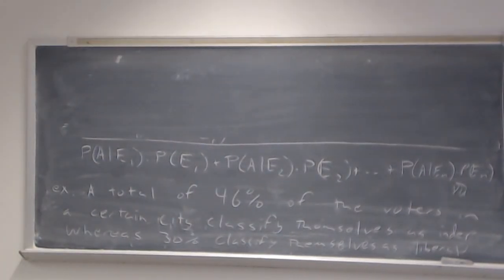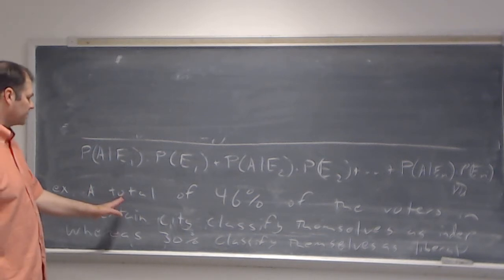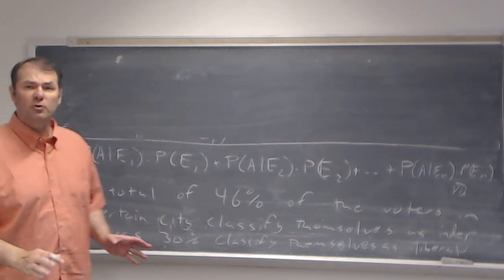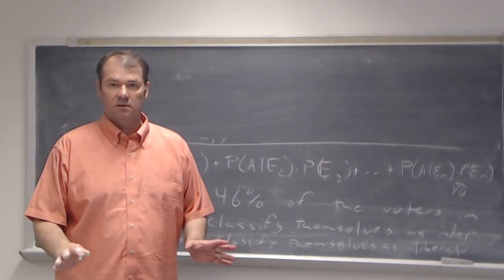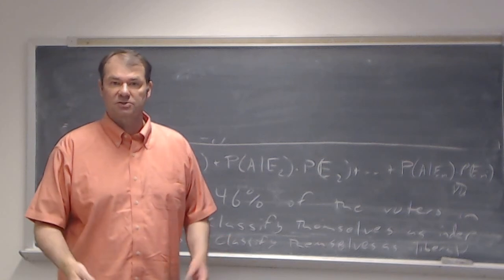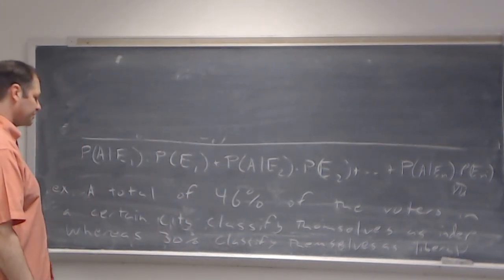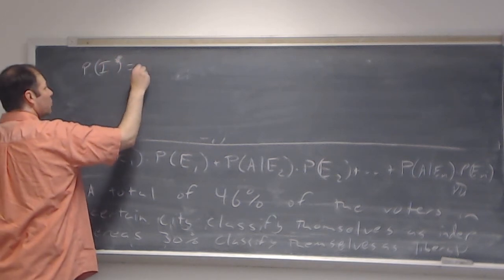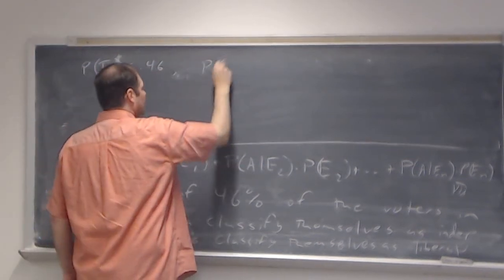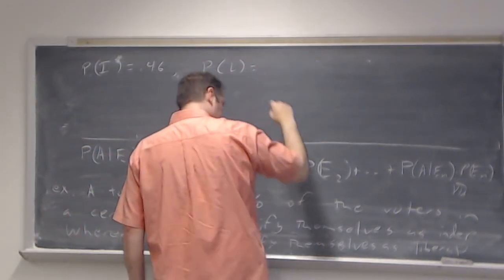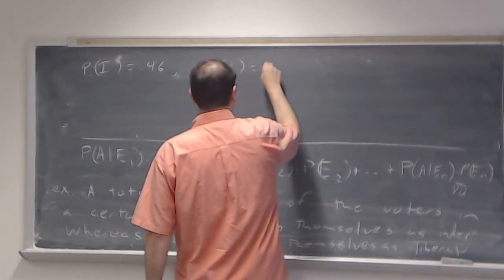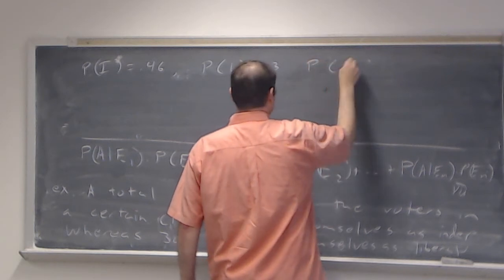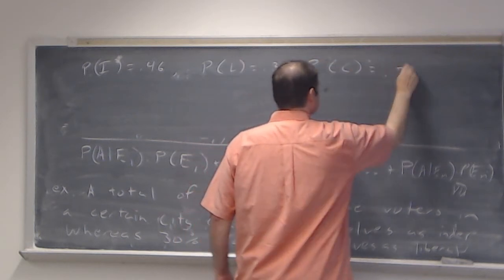Okay. So the very first thing I see is that 46% of the voters, the people who can vote, are the ones we're talking about. Not whether you voted or not, but just the general population is the voters. 46% of them are independent. So the probability of independent is 0.46. Likewise, the probability of liberal is 0.3. And then 24% were conservative, so the probability of conservative is 0.24.